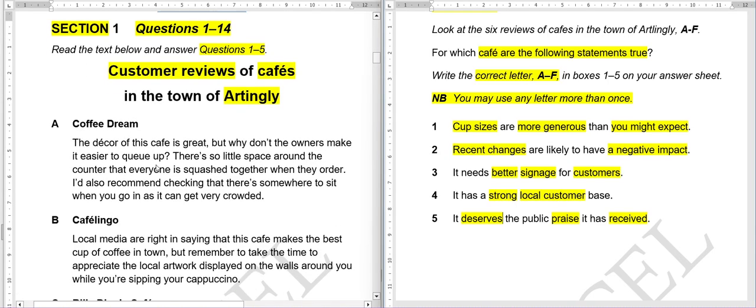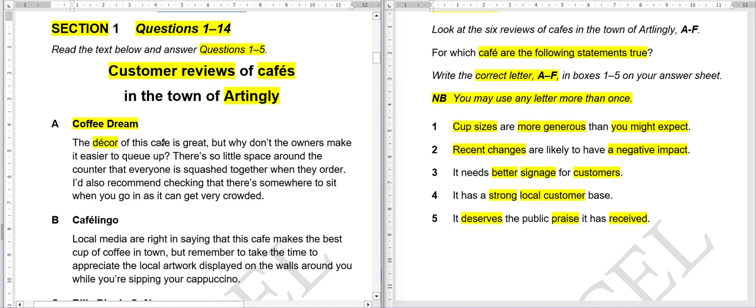Now we're gonna read the A paragraph, and after this, you're gonna tell me whether there is any answer here or not, or if it has one or more than one answer. Okay, we'll start now. A, Coffee Dream. So this is the name of the cafe. Okay, the decor of this cafe is great.